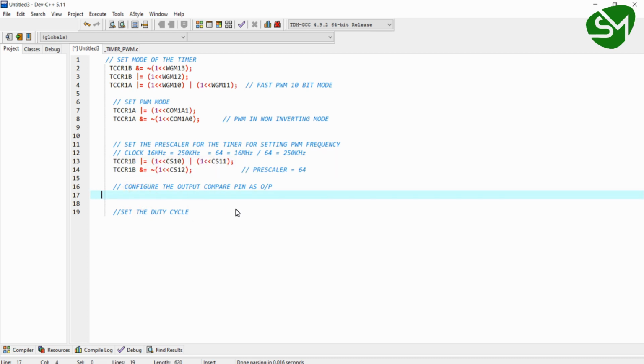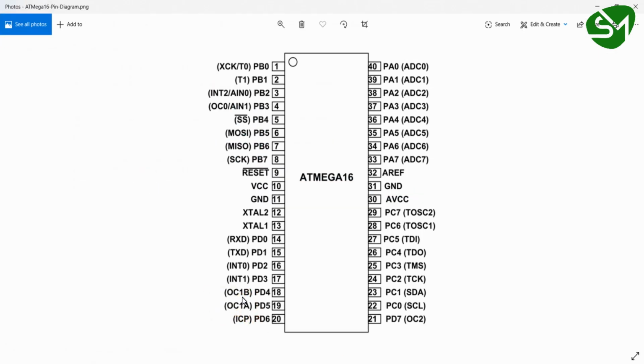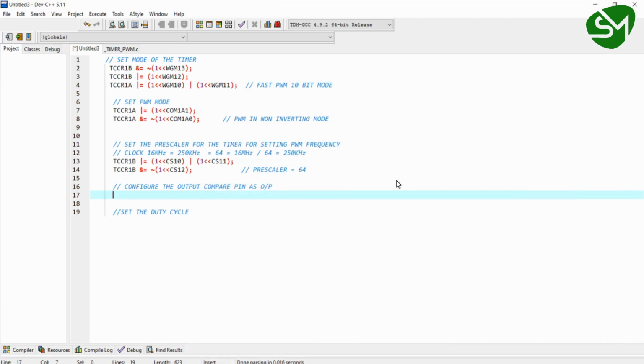Then I want to configure the output compare pin as output. As I said, we are just going to use channel A, that is PD5. I want to configure this pin as output. That can be done by setting the DDD5 bit of the DDRD register. That's it.